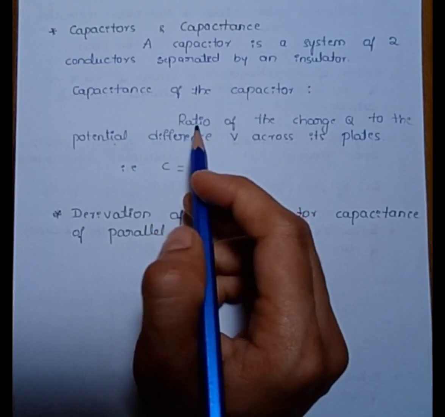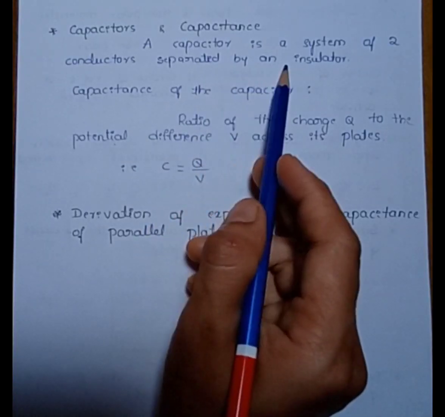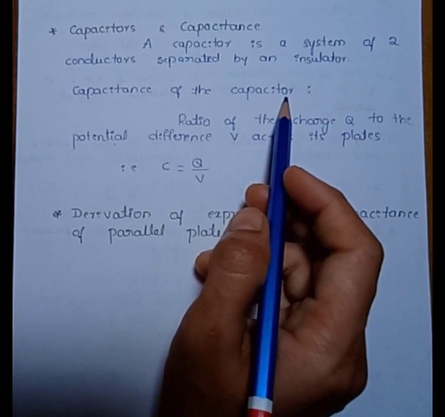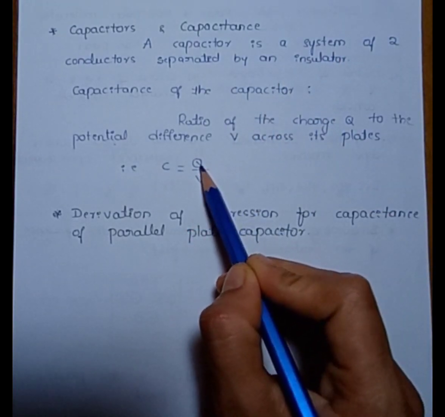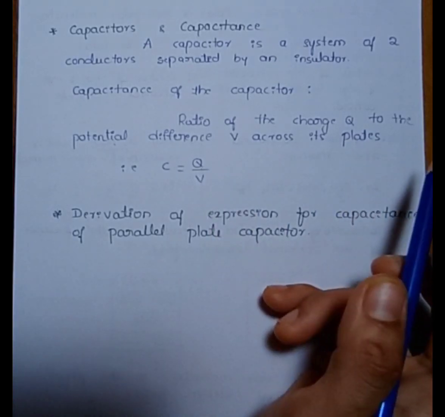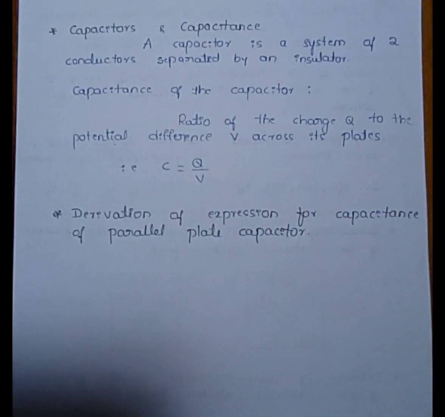Today, we can start with the topics Capacitors and Capacitance. A capacitor is a system of two conductors separated by an insulator. Capacitance of the capacitor can be defined as the ratio of charge Q to the potential difference V across its plates.